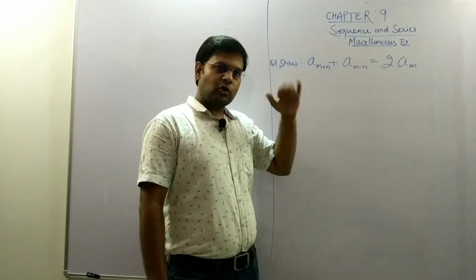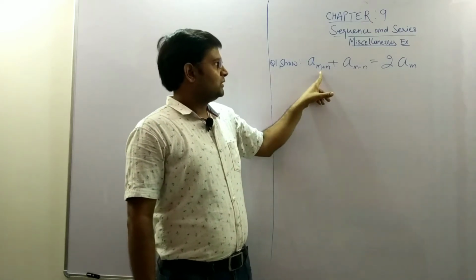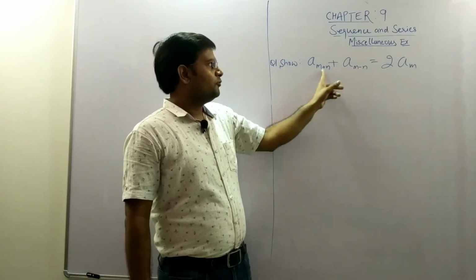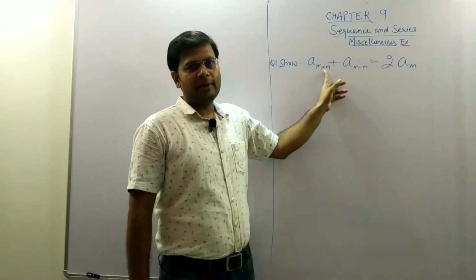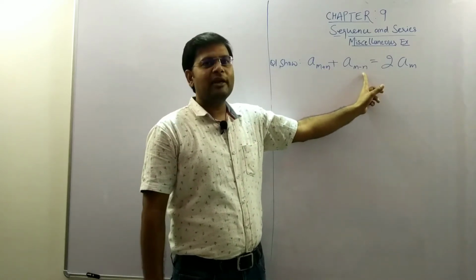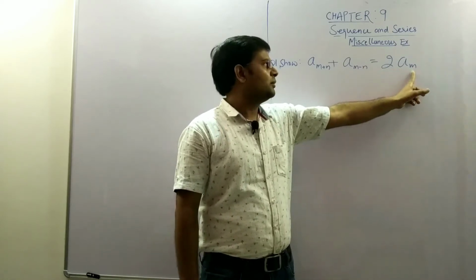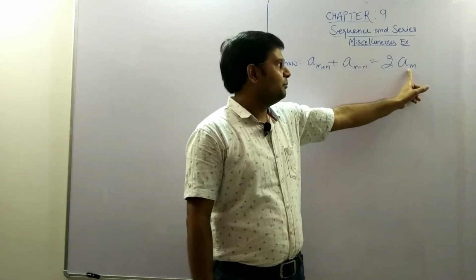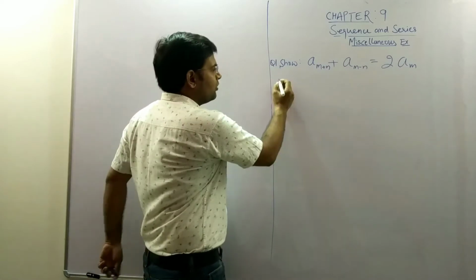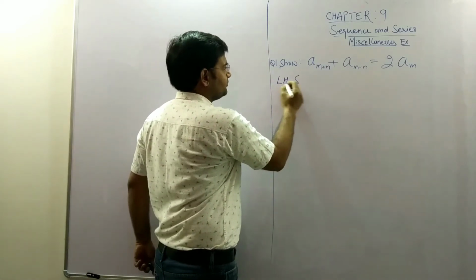This question is based on your AP, that this is the sum of two terms. The first term is m plus n and the second term is m minus n. You have to show that this is equal to twice the sum of this term, the mth term. So we start from LHS.